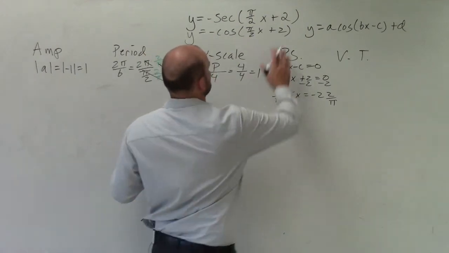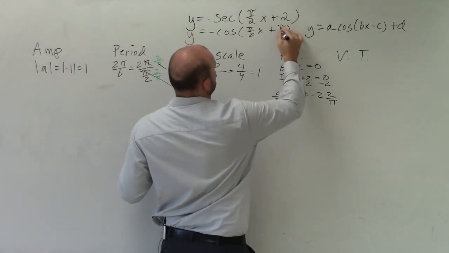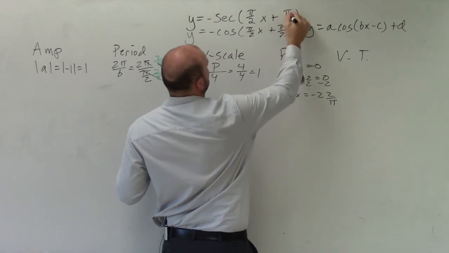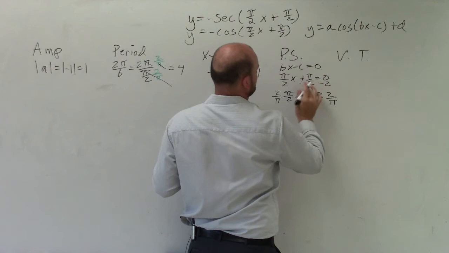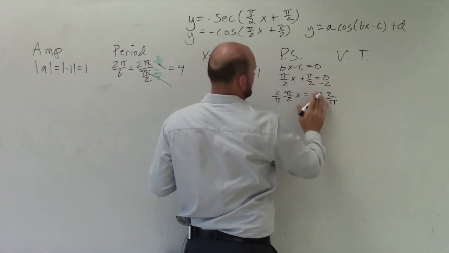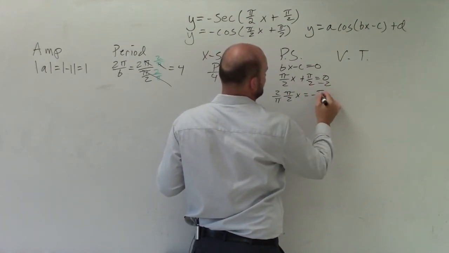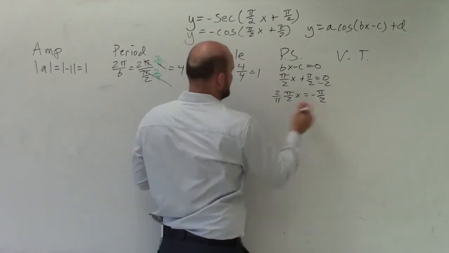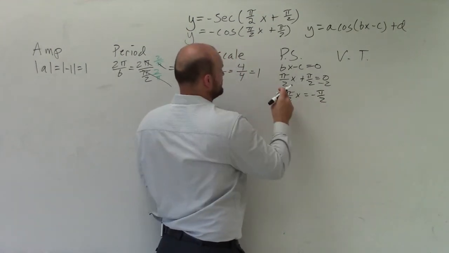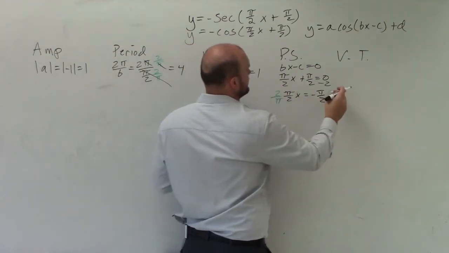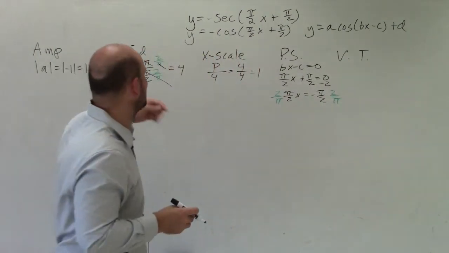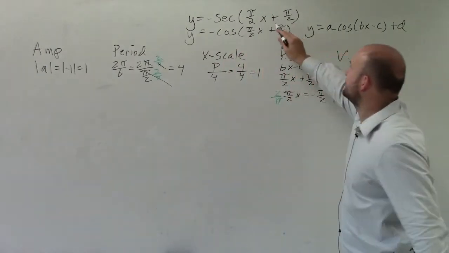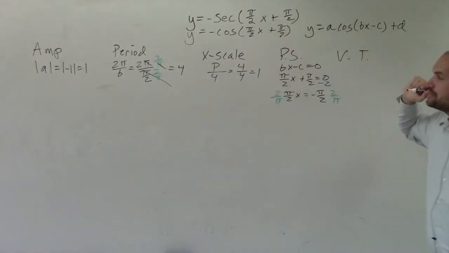Oh, I did have that. That was pi halves. My bad. Okay, so I subtract pi halves. I knew I made that mistake. Okay, so then we multiply by 2 over pi. Sorry, I had the problem wrong. Nothing else has changed, but this was plus pi over 2, not plus 2.